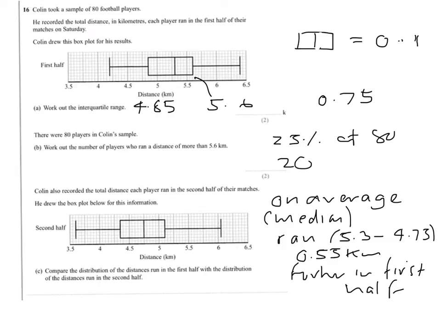And the interquartile ranges are identical. In fact, if you look at the distribution in the second half, you're going from 5.1 down to 4.35, and that's a difference of 0.75 as well, so the spread of scores are similar by the interquartile range. And that's your answer.